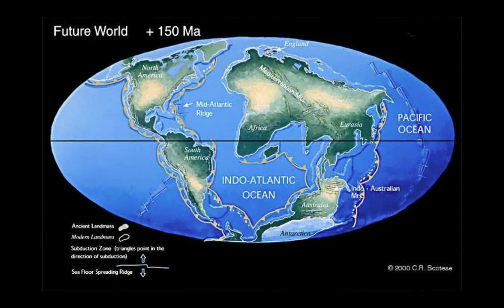Another 100 million years, so 150 million years into our future. And this is the prediction that scientists make based on the current direction and speed that the continents are moving today. We see that the continents seem to be moving and shifting backwards toward each other again.